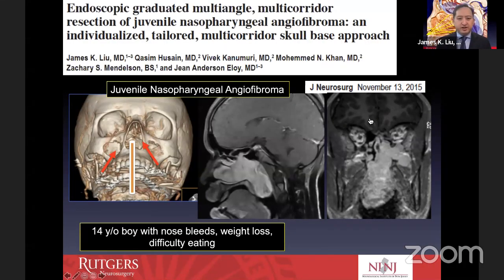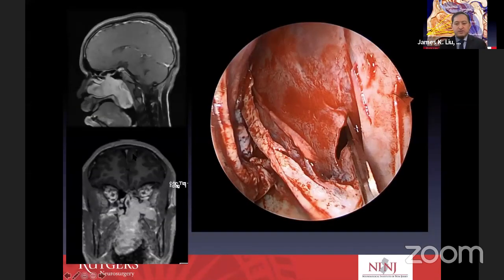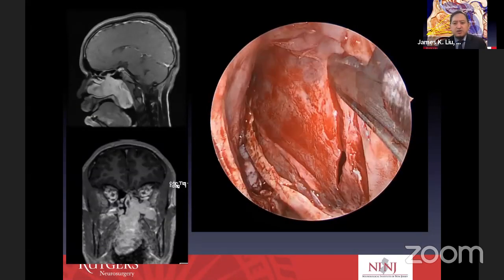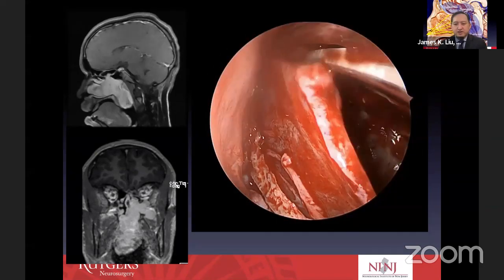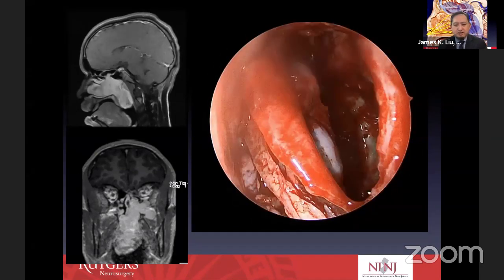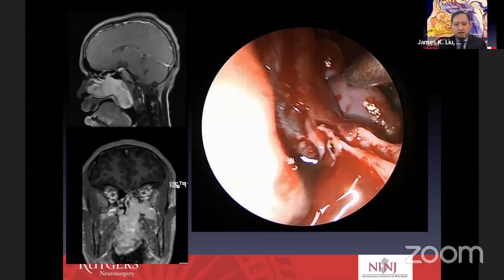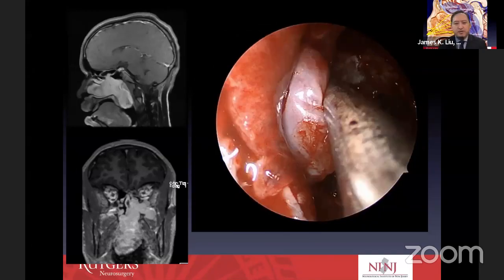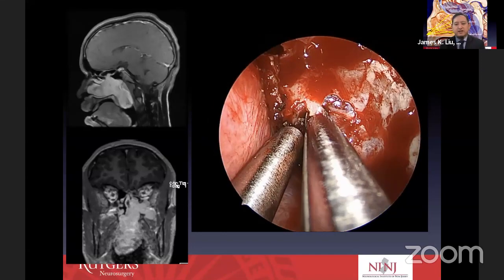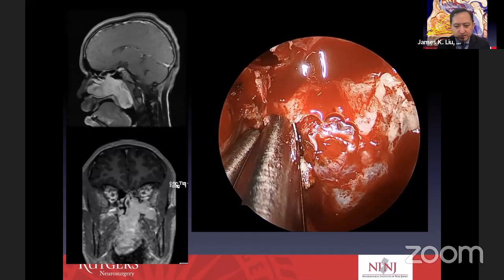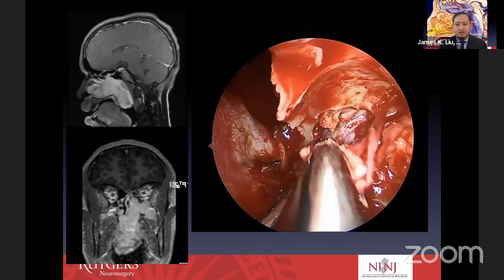And I also want to touch base about JNAs. These are juvenile nasopharyngeal angiofibromas. This is a 14-year-old boy with this large tumor. You can come in endonasally or you can come in transmaxillary. And in this case, we did a pure endonasal approach. We do a mucosal sparing septectomy where you can incise the mucosa, resect the septum so you can get good binostral access, but you can repair that mucosa so you don't violate the nasal septum, so you don't get a nasal septal perforation.